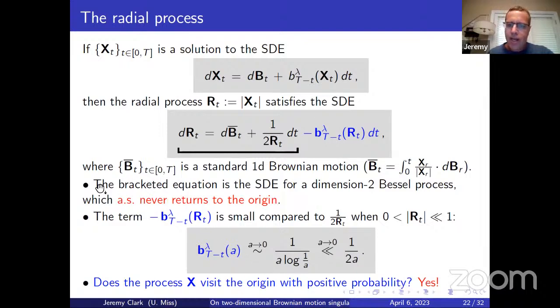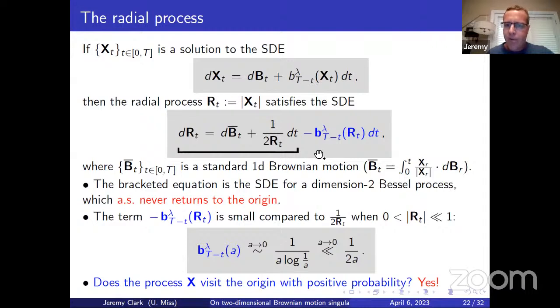Okay, now it is well known that a two-dimensional Bessel process, which is nothing more than the norm of a two-dimensional Brownian motion, will never go to zero, in the same sense that a Brownian motion will never go to zero. So if you didn't have the blue term, this would describe a process that never goes to zero.